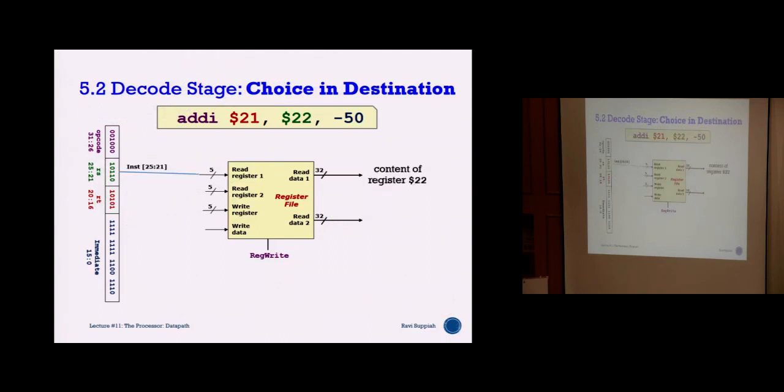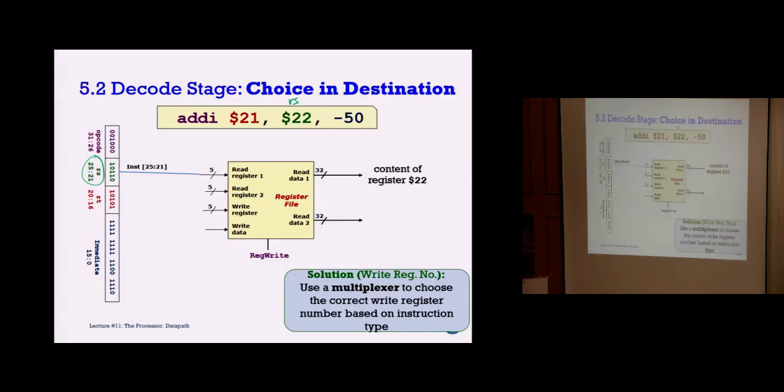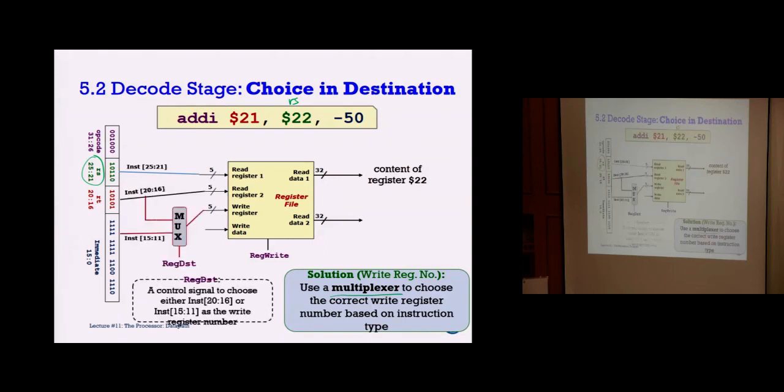Bits 25 to 21 will not change, correct? Those bits are still mapping to my RS. So that one, there is no change. But what I need to do is use a multiplexer to choose the correct mapping. So let's look at this to understand a bit more how it works. So what is a multiplexer?